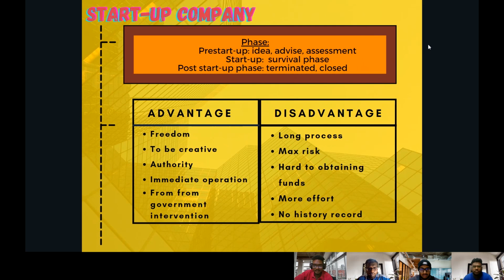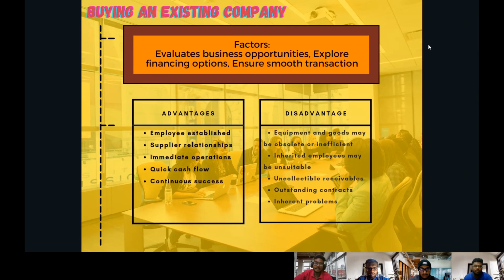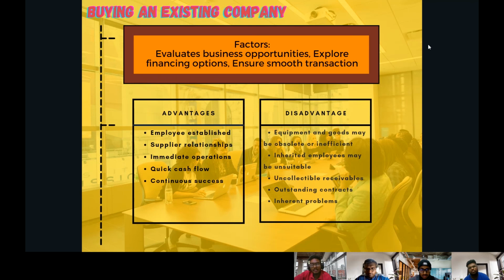Next is buying an existing company. The factors when you buy an existing company: evaluate business opportunities, explore financing options, and ensure a smooth transaction. The advantages are established employees, a very good supplier relationship, immediate operation, quick cash flow, and continuous success. The disadvantages are equipment and goods may be obsolete or inefficient, inherited employees may be unsuitable, uncollectible receivables, outstanding contracts, and inherent problems.